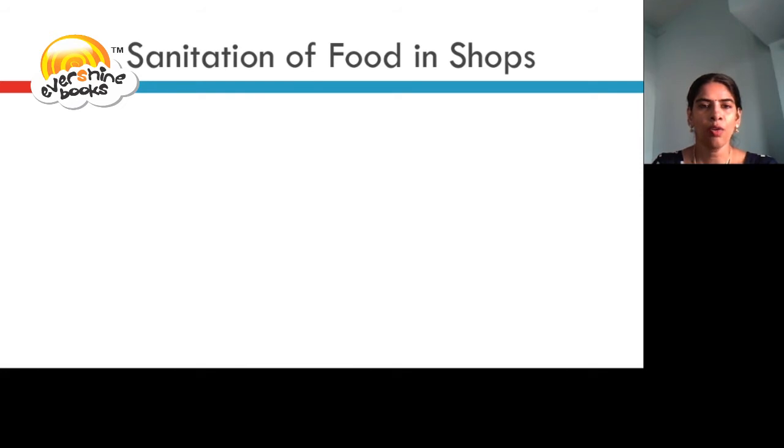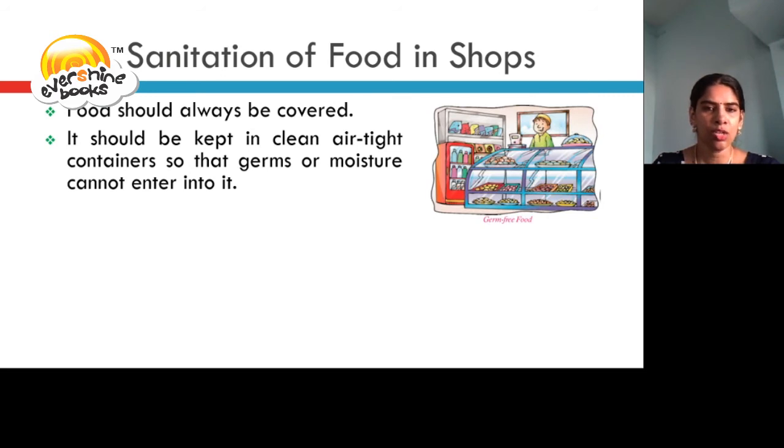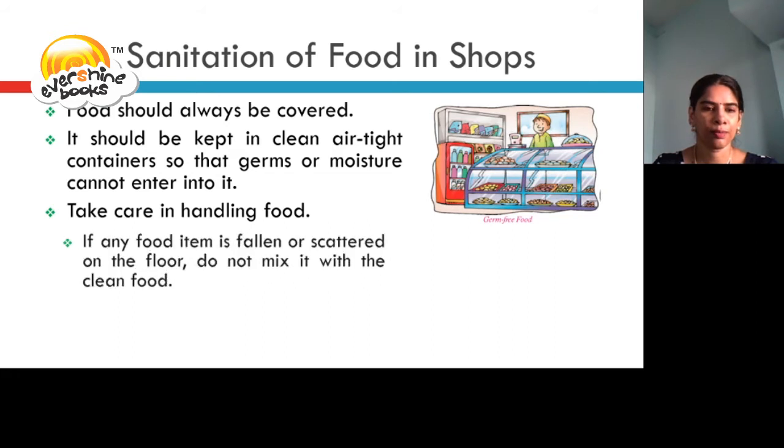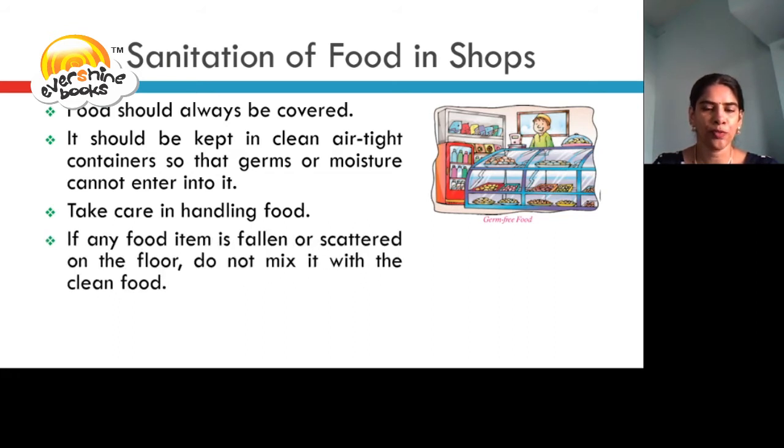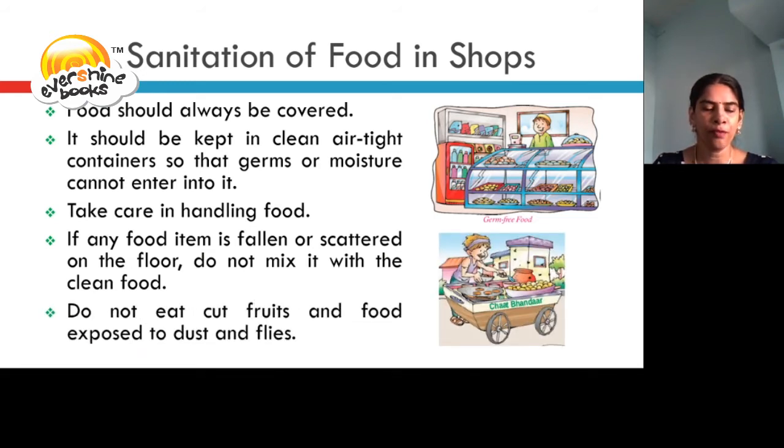Let us see how sanitation of food is maintained in shops. Food should always be covered. It should be kept in clean, airtight containers so that germs or moisture cannot enter it. Take care in handling foods. If any food item has fallen or scattered on the floor, do not mix it with the clean food. Do not eat cut fruits and food exposed to dust and flies.